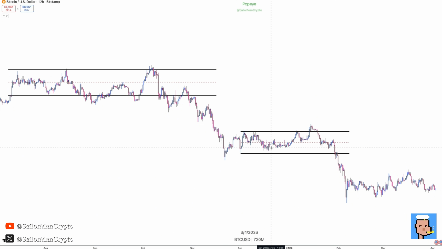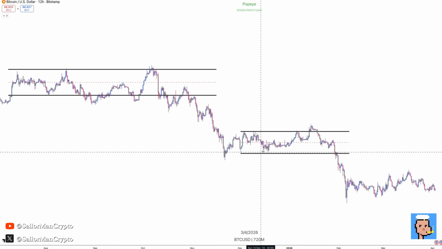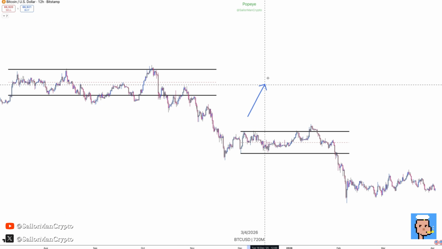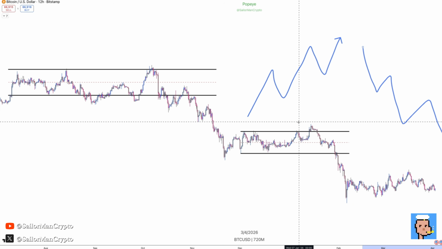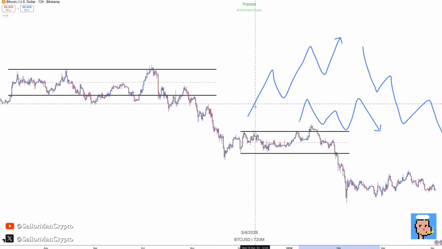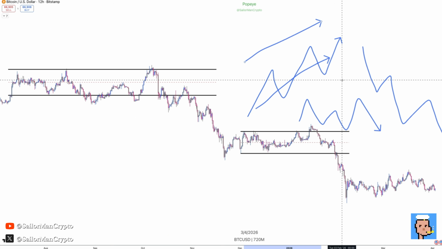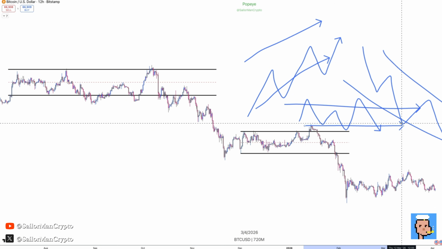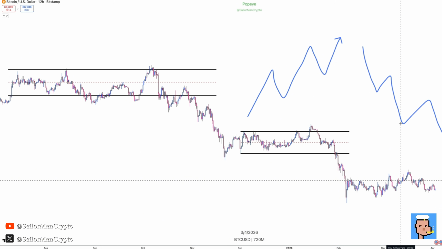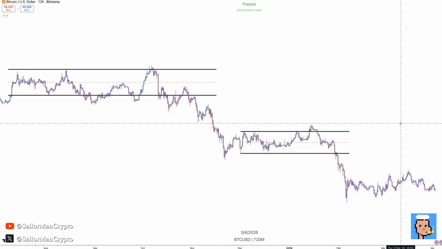Also a range should have the absence of market structure, because we say price can do 3 things: uptrend, downtrend, and range. So in an uptrend, we have a bullish market structure. In a downtrend, we have a bearish market structure. In a range, we don't have a market structure. So also the absence of a market structure.